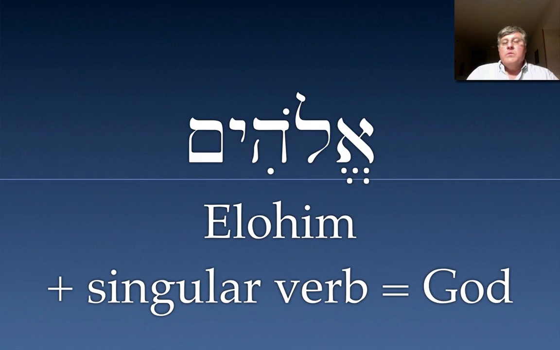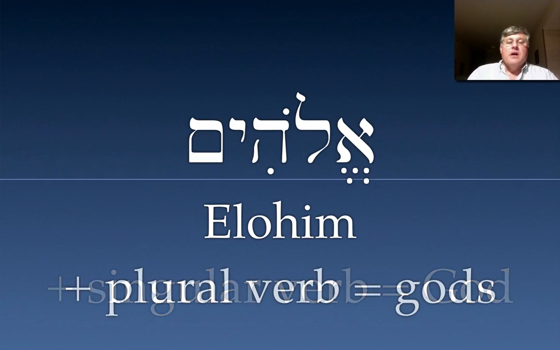Now, when Elohim is used with a singular verb, it means God. When it's used in the singular, it is translated as God with a capital G, meaning the one true God. On the other hand, when it's used with plural verbs or plural adjectives and so forth, it's translated as gods in the plural form. You can't tell from the word itself whether it is plural or singular. The way you identify whether it is the God or gods is by what type of adjective or verb or other grammatical forms are associated with it.